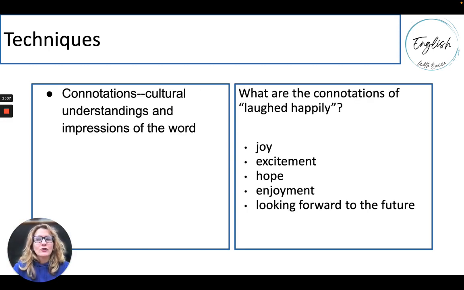And similar to synonyms are connotations. Now, these are cultural understandings and impressions of the words. So they're the emotions that come to our minds when we hear a word. So if you see the words laughed happily, well, what emotions come into your mind connected to that? Well, this means the character might be feeling joy or excitement or hope or enjoyment. Maybe they're looking forward to the future.